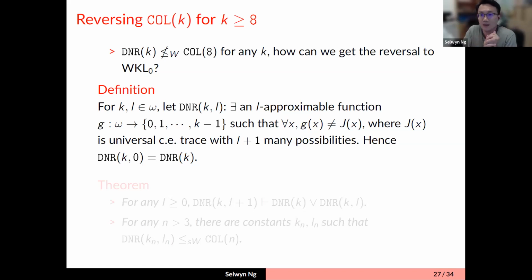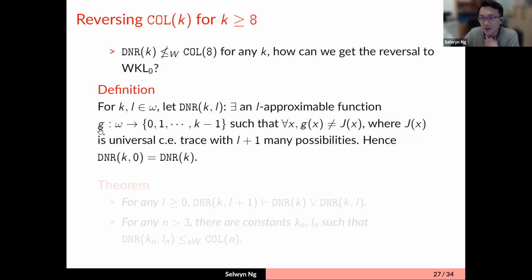So what do we do for the 8-color theorem? We know that DNRK does not reduce to the 8-color theorem for any K, in fact. So what can we do? As it turns out, all you need is more layers of non-uniformity. So we consider the following principle: DNRKL. K is again the number of values that the DNR function is allowed, but now we have an additional parameter L. L stands for the number of times that the DNR function is allowed to change its mind.